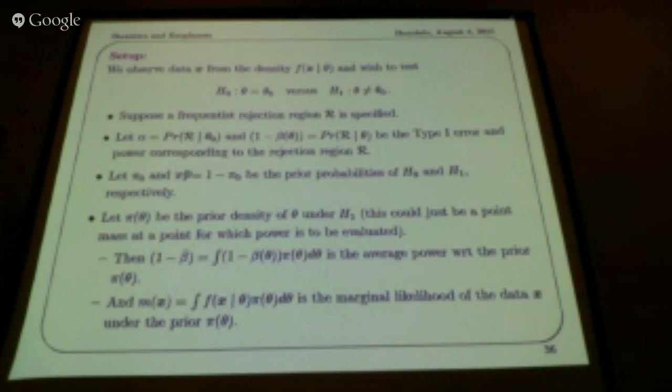So let pi 0 and pi 1 be the prior probabilities of each. And again, I have to have a prior density of theta under H1, which frequentists often just choose to be the point mass. They say, I want to evaluate power at theta equals 5. That's equivalent to choosing the prior with all of its weight on theta equals 5. That's okay. Then we get an average power. And then also we have the Bayesian evidence. So we're mixing up Bayesian and frequentist, but there's a reason for it.